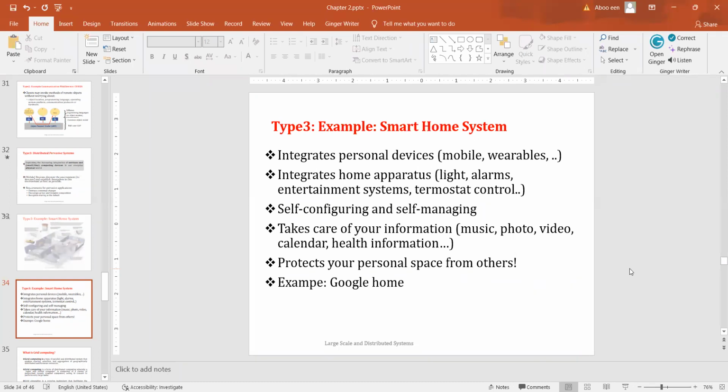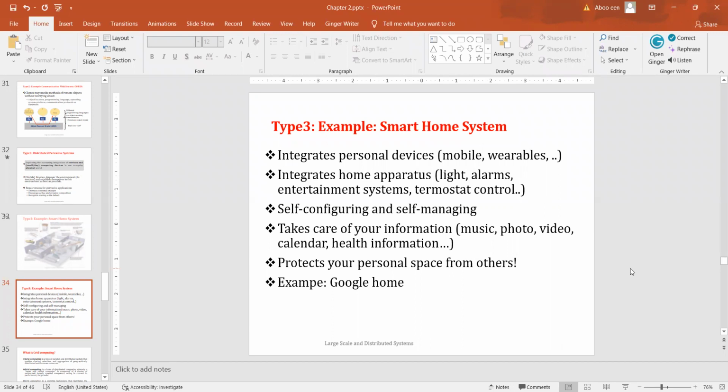So if possible, look at Google Home. There are videos on YouTube. You can look at Google Home, and there are designed smart homes. When you look at these videos, you can get more idea about these smart home systems. So one example is Google Home. Look at how they have integrated or fixed these devices and systems in the smart home. What's the idea?